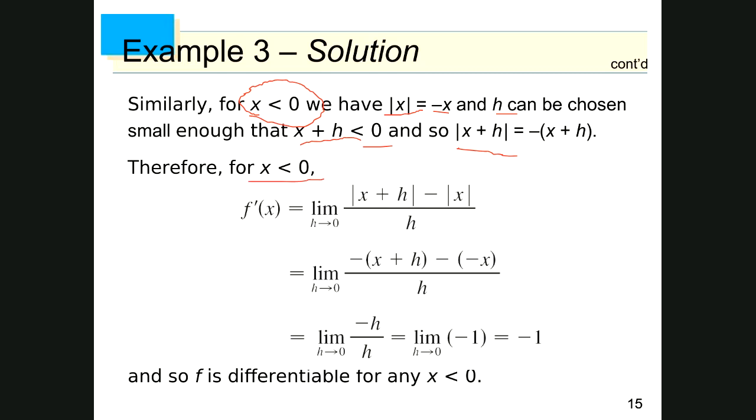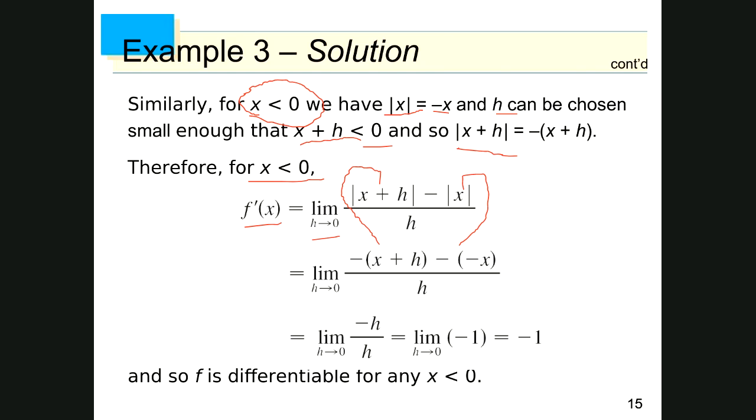f prime of x, limit as h tends to 0, of absolute value of x plus h, minus absolute value of x, over h. Take note, the absolute value of x plus h becomes minus x plus h, and the absolute value of x is minus x. If you simplify, the minus x will cancel with the plus x. You're just left with minus h over h. Some of you usually make a mistake with the sign here. You stick at 1, I don't know why. Please do the math properly. Keep the negative sign out and put everything in brackets. So this limit obviously gives us minus 1.